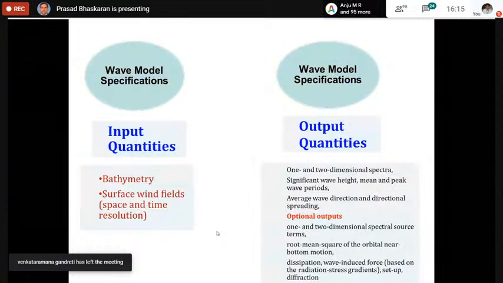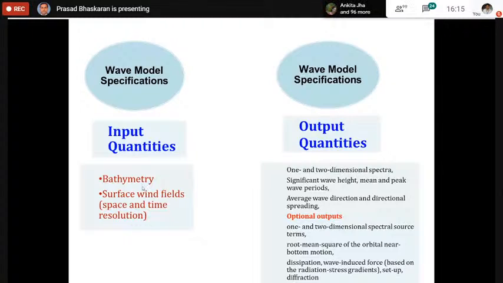For any wave model, there are basically two important quantities. One is bathymetry. Bathymetry means the water depth. So how do we get this bathymetry for a very large area? For a very large area, it is very difficult to do a survey everywhere. Surveys have been done in many locations, but not at all the points.